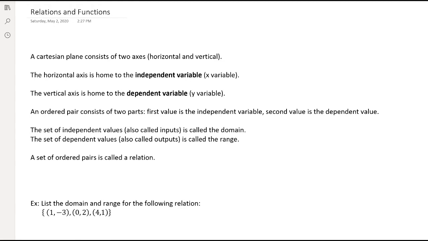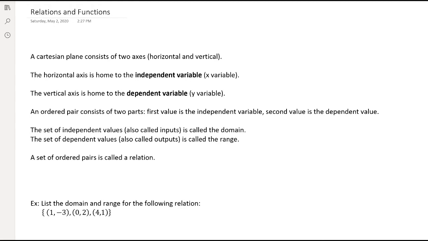A plane in mathematics is just whenever you have axes, different axes. So a Cartesian plane is where you have two axes. You have your horizontal axis and your vertical axis. Your horizontal axis is home to your independent variable. We most of the time refer to that as the x-axis, but it could be any variable, any letter. But the horizontal axis is home to the independent variable.